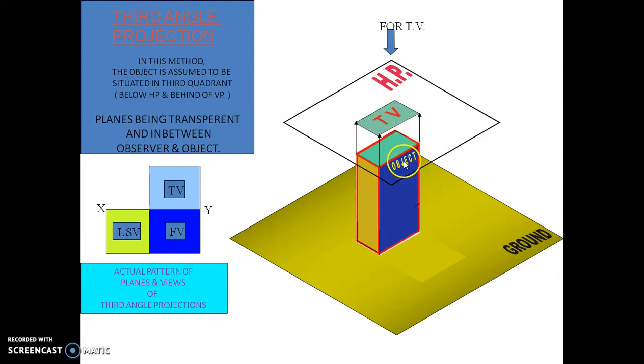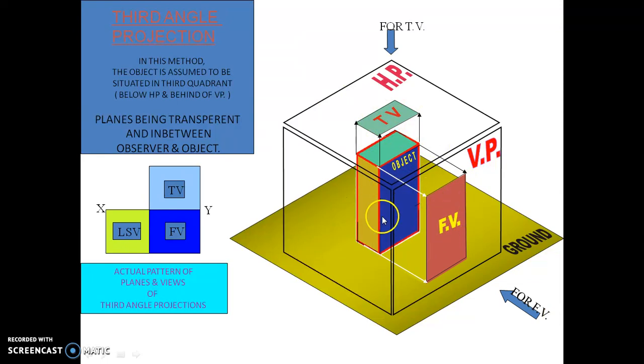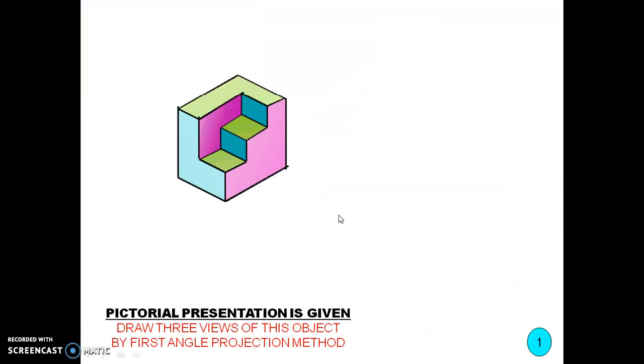And we are projecting likewise in first angle projection method. To get top view, we are projecting the edges to HP, for front view to VP, for side view to VP. In India, we are following the first angle projection method only. So here you can see the third angle projection method, but we are not considering that much because in India we are using the first angle projection method only.